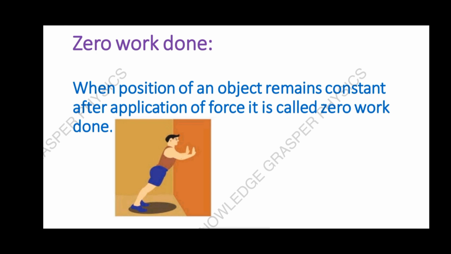Now let us discuss zero work done. When the position of an object remains constant after application of force, it is called zero work done. It means if we apply force on any object but the body is not displaced, then work is zero. For example, if we apply force on a wall, the wall is not going to be displaced, so work is zero, because there is force but there is no displacement. Displacement is zero, so work done is zero.